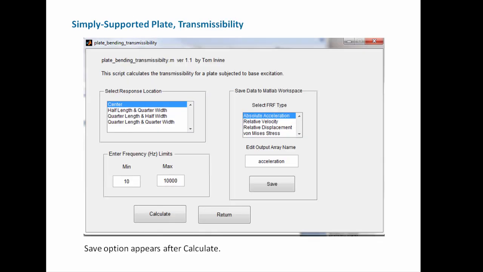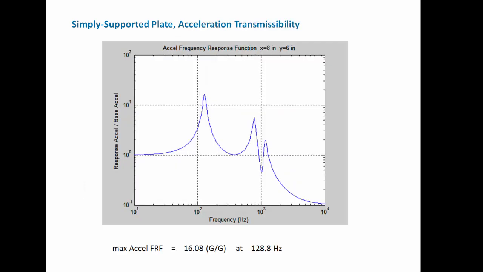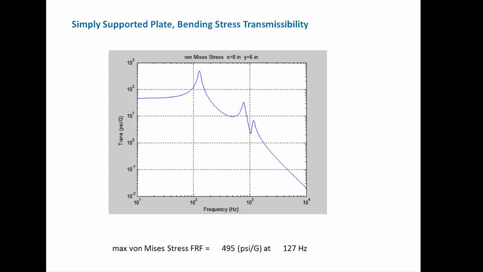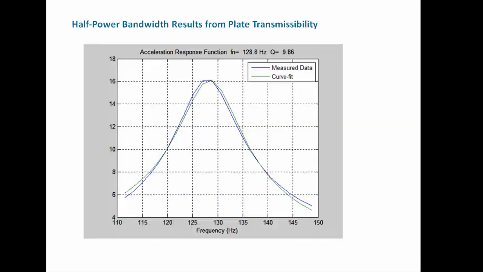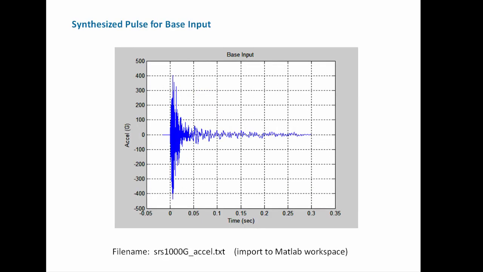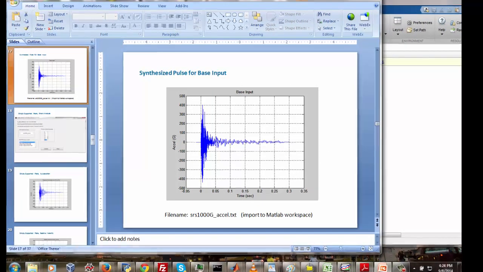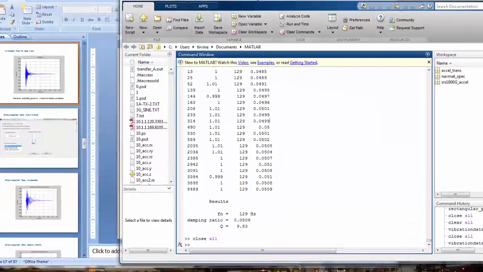We saved that. We took a look at the bending transmissibility. We took a look at the acceleration frequency response function at the center. We took a look at the von Mises stress. And we also did the half-power bandwidth method to verify that the fundamental mode had a Q value of 10. And here's the PowerPoint slide, similar to what we just did, which I just did for the demonstration. Okay, oh, and wait, there is one more thing. I forgot the shock. Okay, let's go back and do one more thing for our simply supported plate.